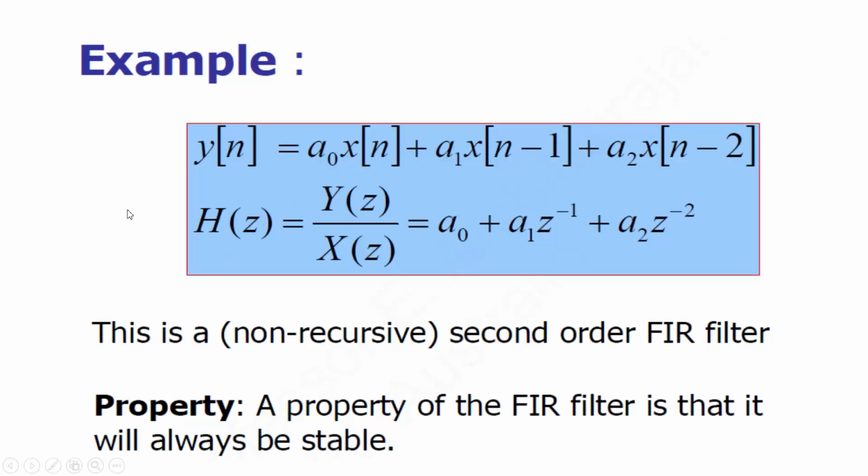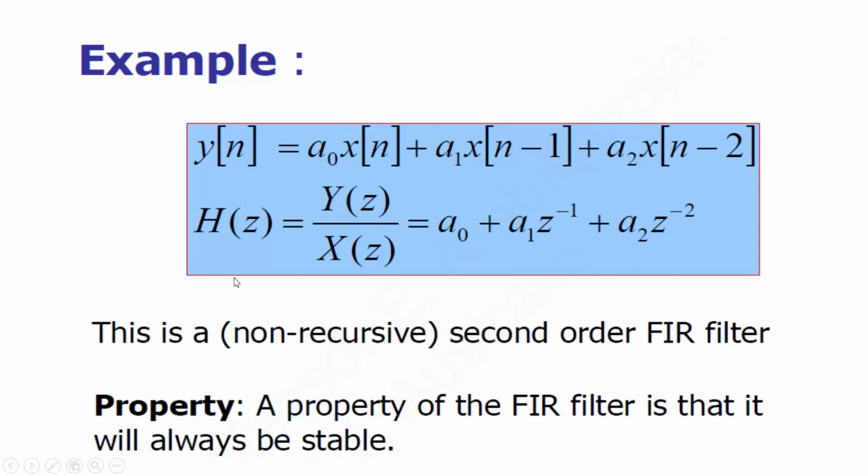Now let's take one example where capital M is equal to 2. So y[n] is given by a0 x[n] plus a1 x[n minus 1] plus a2 x[n minus 2]. This is the present input. This is the input delayed by 1 unit time. This is the input delayed by 2 units of time. a0, a1 and a2 are the filter coefficients, or the coefficients of the system.